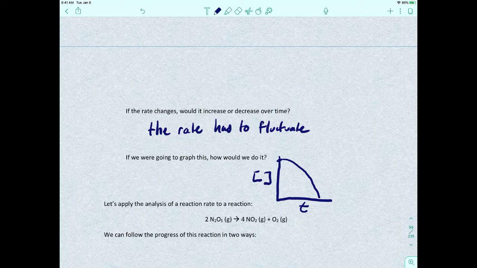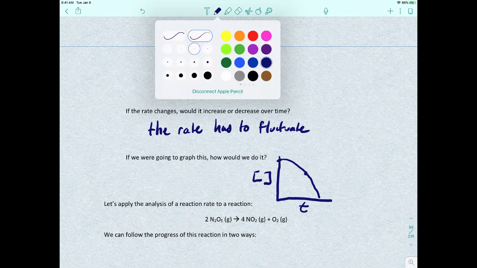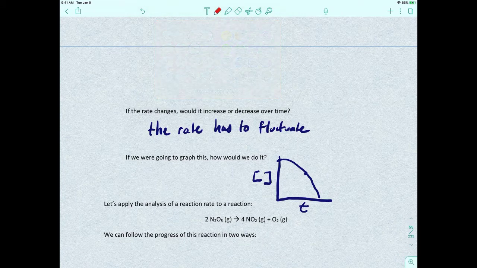Now, at some point on this curve, since this is not a straight line, what we could do is pick a point on this curve. Let me use a different color for this. What we could actually do is find the slope of a line that's tangent to that point. So I picked a point on this curve and then drew a straight line that's tangent.